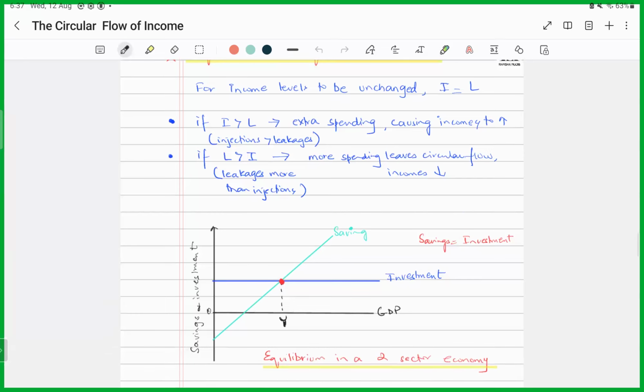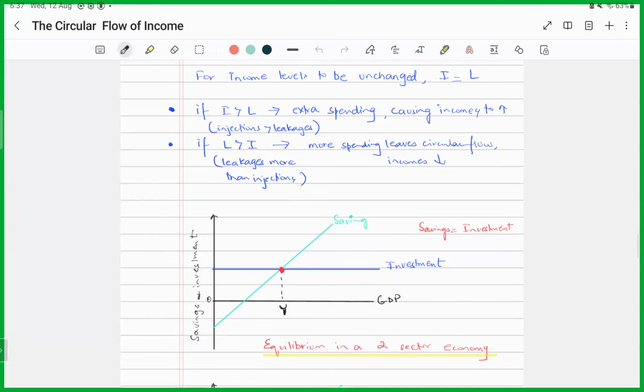Now, what would happen if the injections are equal to the leakages? For instance, if we say the savings are equal to the investment, right? Now, what were savings? Savings were withdrawals, right? And investment was an injection, right? So notice this Y is the equilibrium situation. In a two sector model, this is an equilibrium situation where the injections are equal to the leakages.